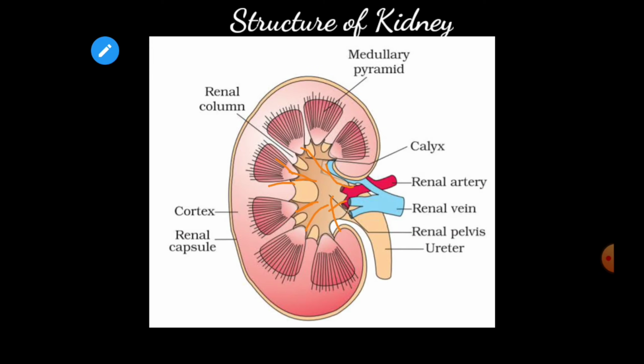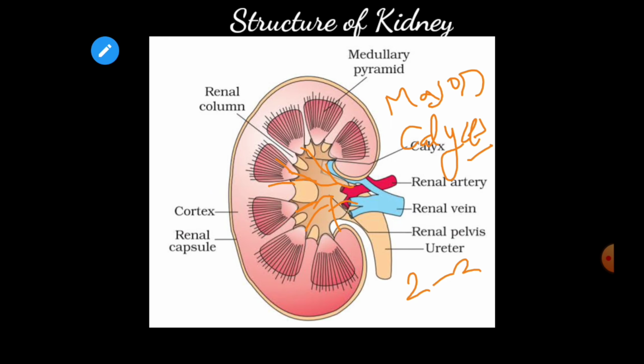Finally, these minor calyxes they join together to make a major calyxes. तो ये join होके क्या बनाएंगे? They will make the major calyxes. ये मेजर कैलेक्सिस फॉर्म करेगा. और मेजर कैलेक्सिस के नंबर की अगर हम बात करें, these minor calyxes they further join to make 2 to 3, 2 से लेके 3 तक मेजर कैलेक्सिस हो सकते हैं. And these major calyxes they finally open into the renal pelvis.